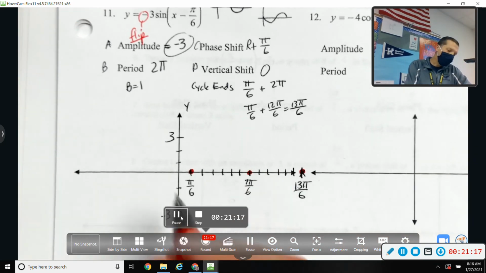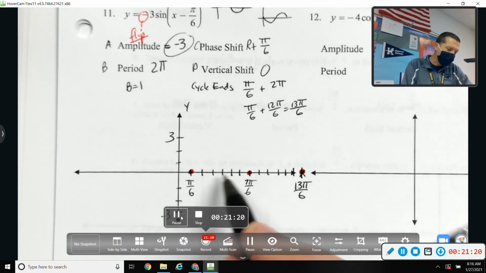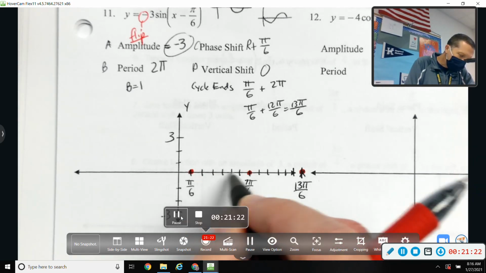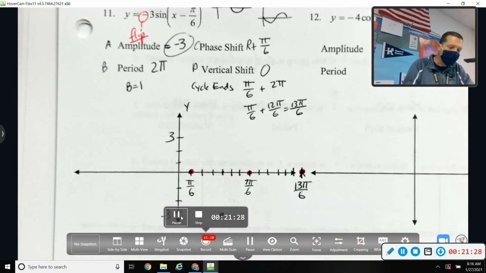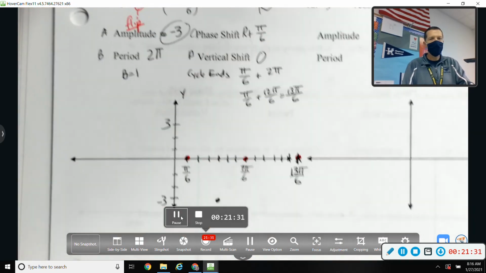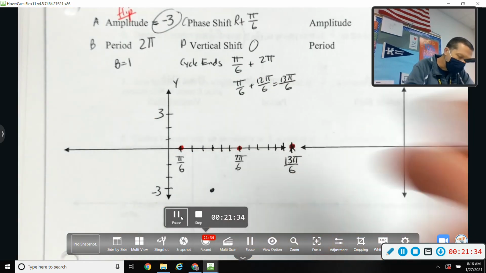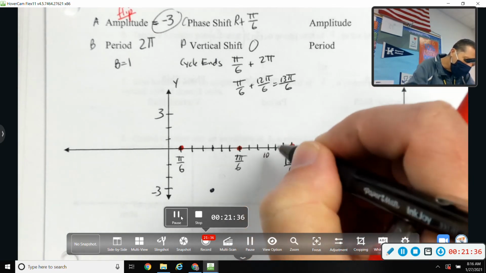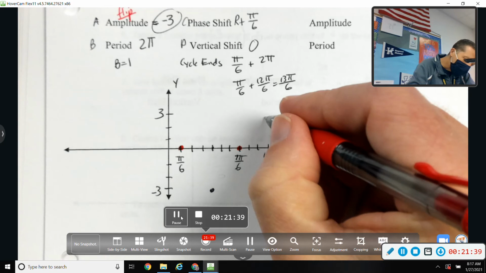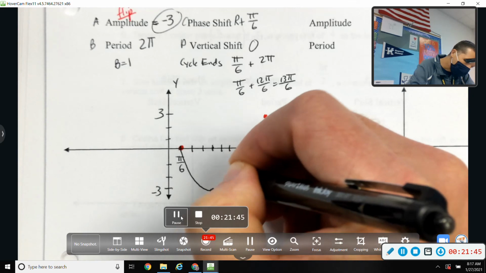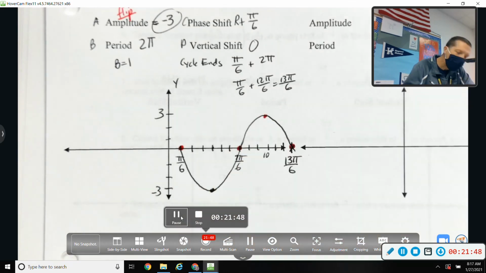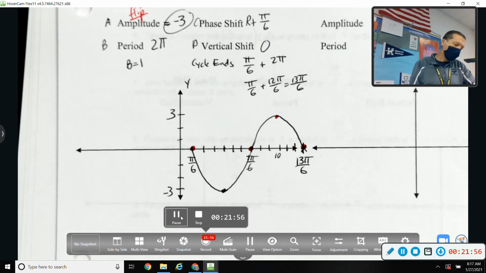Halfway in between 1 and 7, I can either count or I could just use the numbers that are there. 1, 2, 3, 1, 2. So it'd be at this one. And normally that would be a max, but we flipped it, so it's a minimum. Halfway in between 7 and 13 would be 10. And again, normally that would be a minimum, but we flipped it, so it's a maximum. So there's my sine graph. One cycle of it. Pretty sure I want to go backwards to get to the other end.